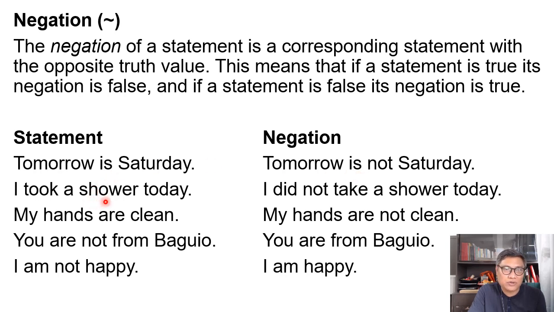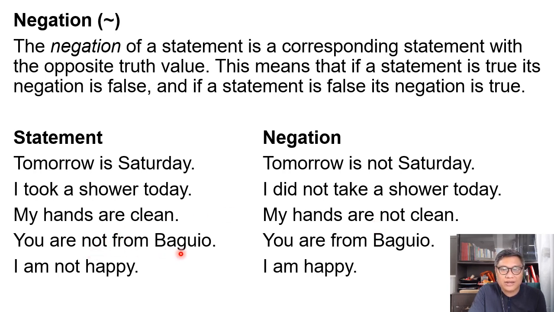I took a shower today, then its negation is I did not take a shower today. My hands are clean, then its negation is my hands are not clean. Do not say that my hands are dirty. So remember, clean and dirty are opposite words, but we do not change the original statement. We simply add or subtract the word not.